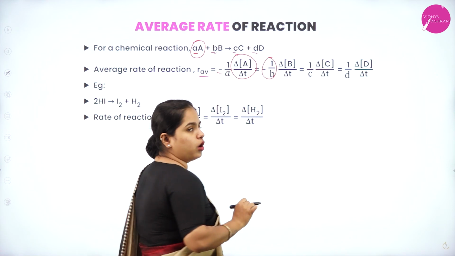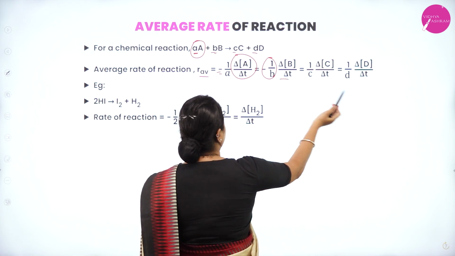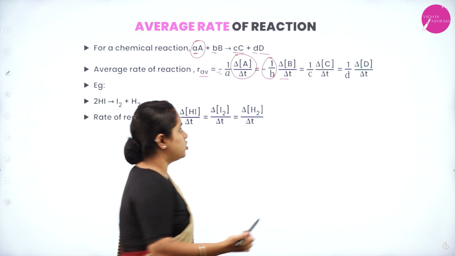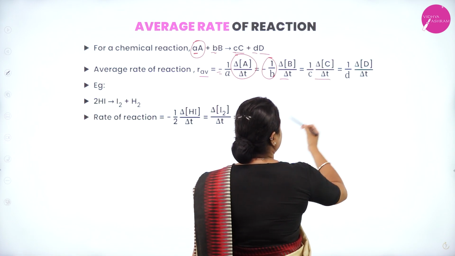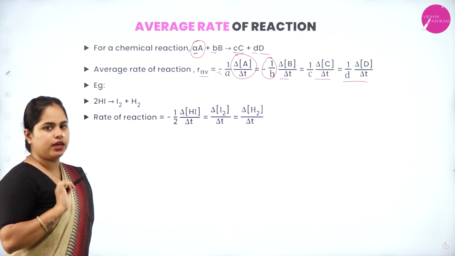That is for this reactant B. Minus 1 by b delta B by delta T is equal to. Now what about these products C and D? There is no need for a negative sign there. So it is 1 by c into delta C by delta T is equal to 1 by d into delta D by delta T. Okay, so you can write it in this form.